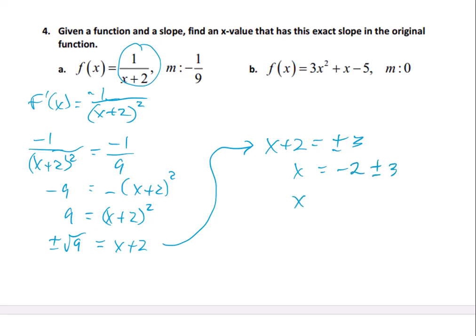So that means my x values, there are 2 of them, would be negative 2 minus 3, so it would be negative 5, and negative 2 plus 3 is 1. So when x is negative 5 or x is 1, the slope at those 2 points would be negative 1/9. I'd have 2 tangents to that curve, and those tangent lines would be parallel because they'd have the same slope. Interesting.